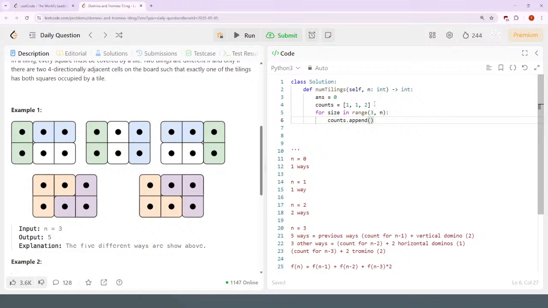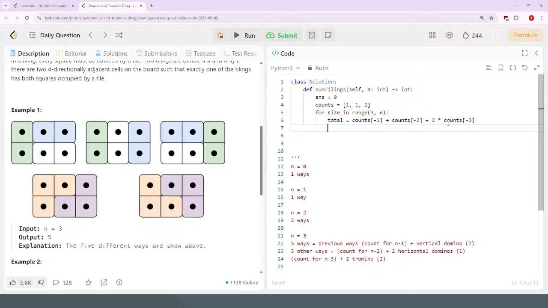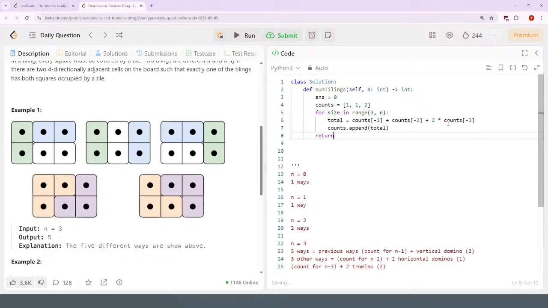counts.append. The total for this thing is going to be counts at -1 plus counts at -2, negative being from the last, so -1 would be 2, counts at -2 would be 1, and then 2 times counts at -3, and then append that to the total, counts.append the total, and then return counts at n.